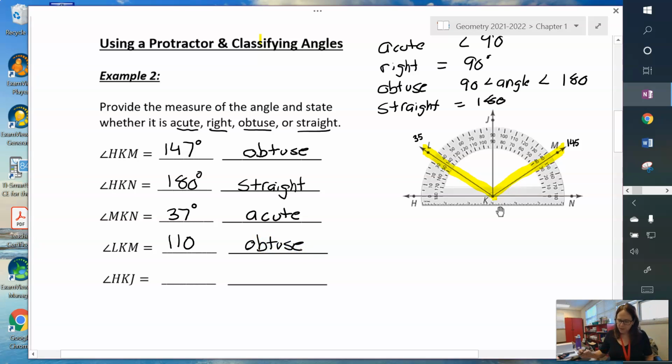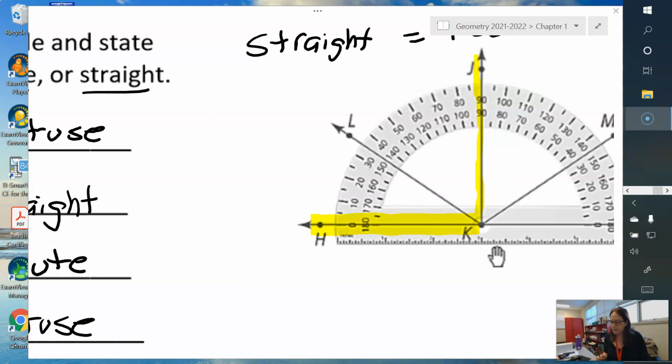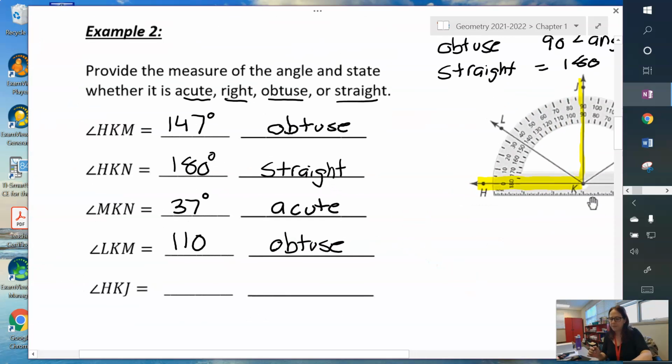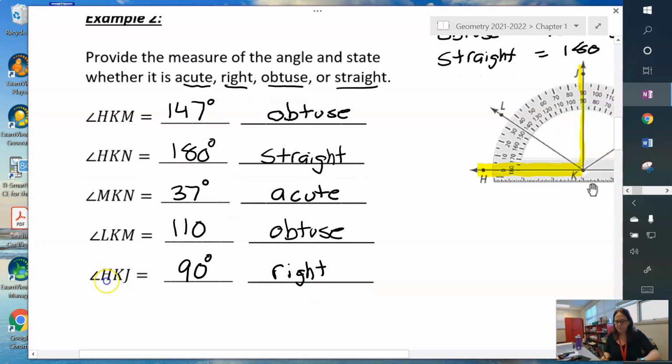All right, last one, HKJ. At this time, pause the video and try to do the measurement yourself, and then come back and compare with what I do. So pause your video now. HKJ is 90 degrees. See, it goes from 0 to 90. So let's go ahead and put that in. Did you get 90 degrees? And this is a right angle.